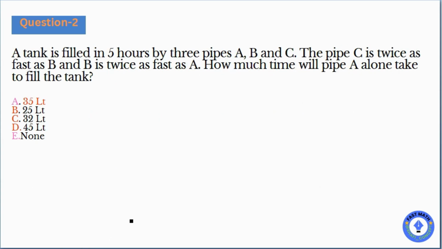Let's move to the next question. A tank is filled in 5 hours by 3 pipes A, B, C. That means a tank is here like this, and it is filled by 3 pipes A, B, C. Filling means we have to take it in a positive way. A and B and C are all filling the tank.